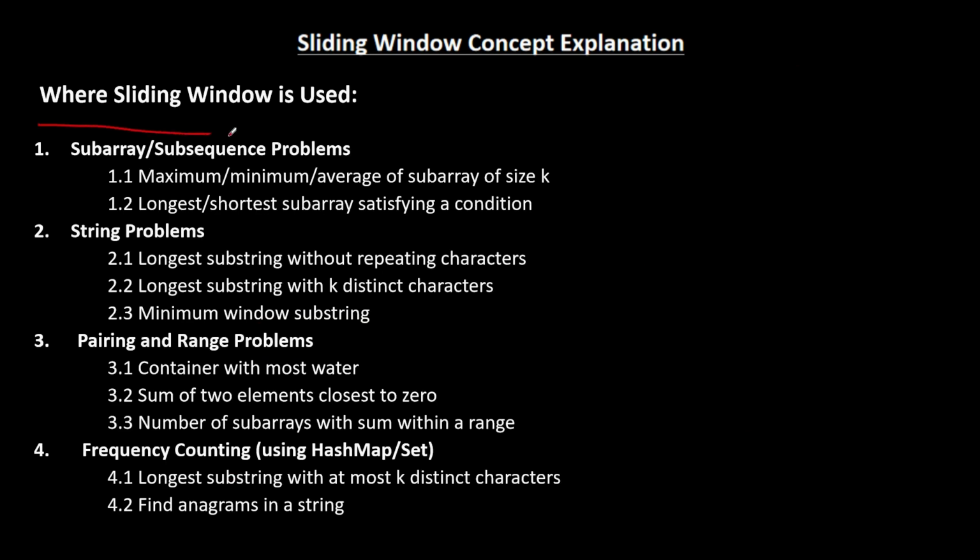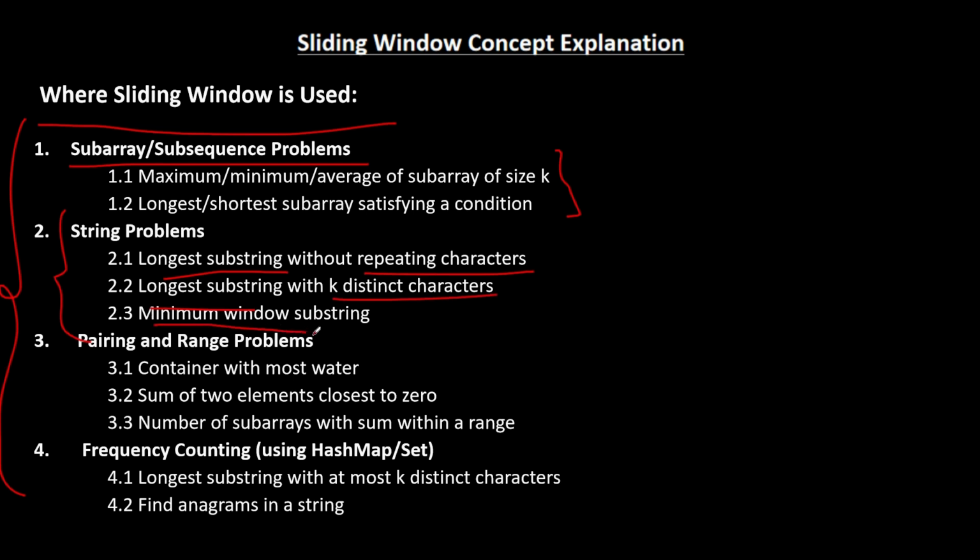Now, where is the sliding window used? In a nutshell, you see it in subarray and subsequence problems, like maximum, minimum, average of size k, and longest or shortest array satisfying a condition. In string problems: longest substring without repeating characters, longest substring with k distinct characters, and minimum window substring. Now, pairing and range problems also: container with most water, sum of two elements closest to zero, number of subarrays with sum within a range.